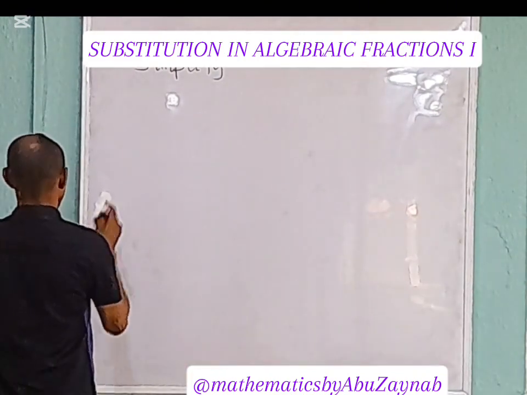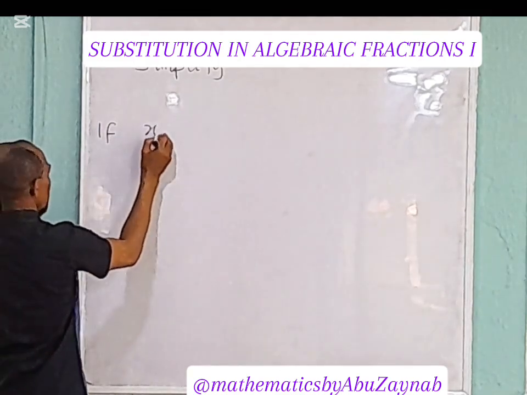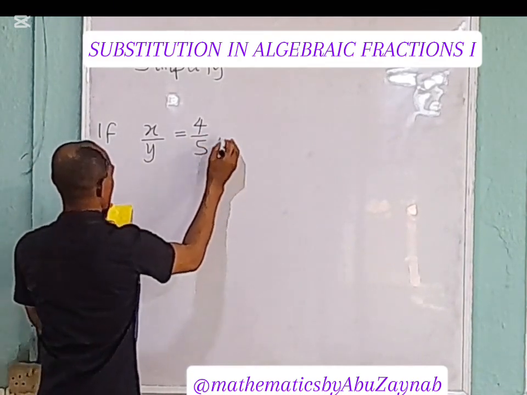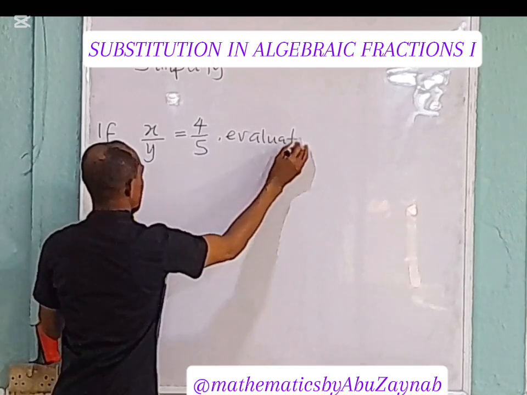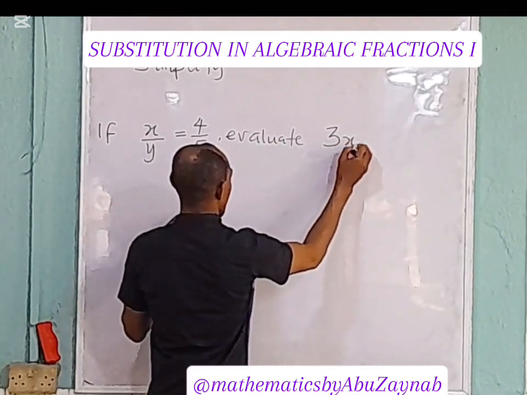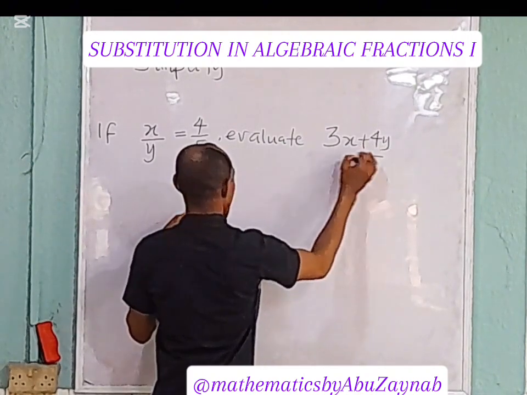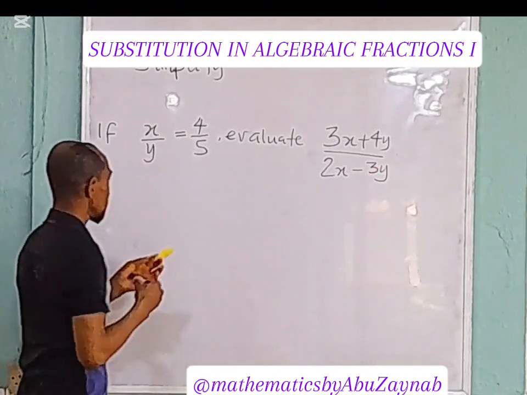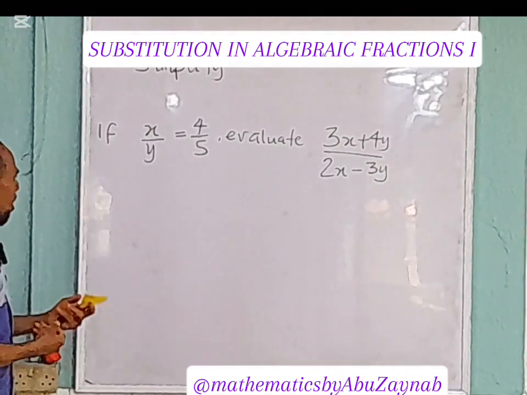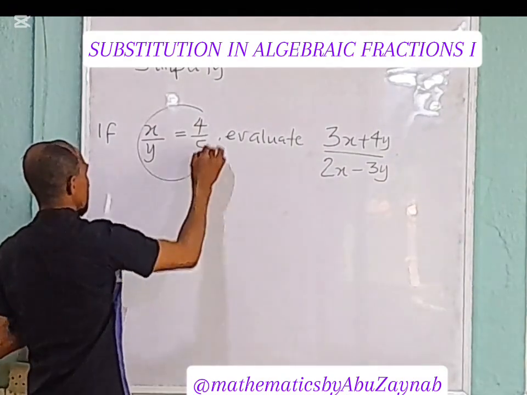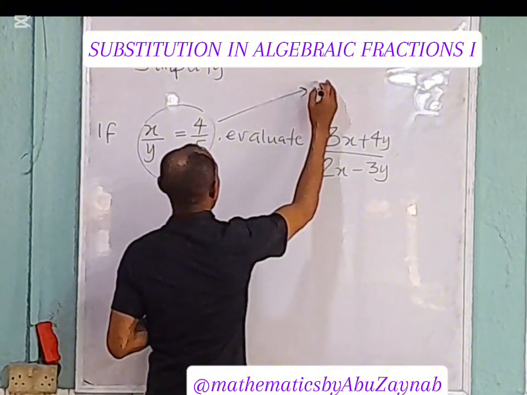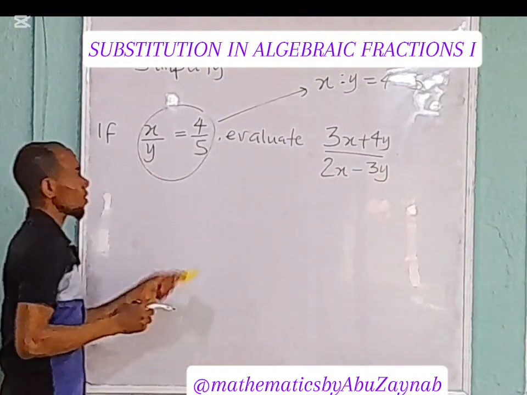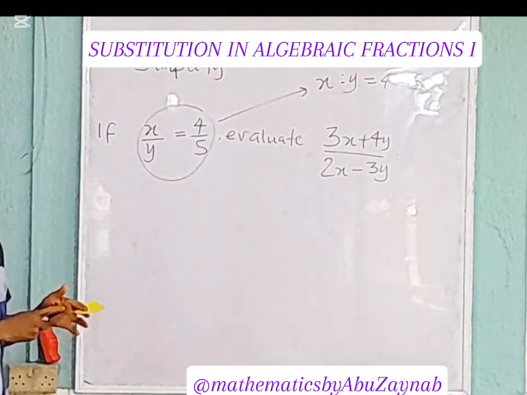Now, the question comes: if x over y equals 4 over 5, evaluate 3x plus 4y over 2x minus 3y. Okay, this is a good example. However, I must say that this particular opening statement can also be written as x ratio y equals 4 ratio 5. That's another way of writing the opening statement. It's pretty much the same.